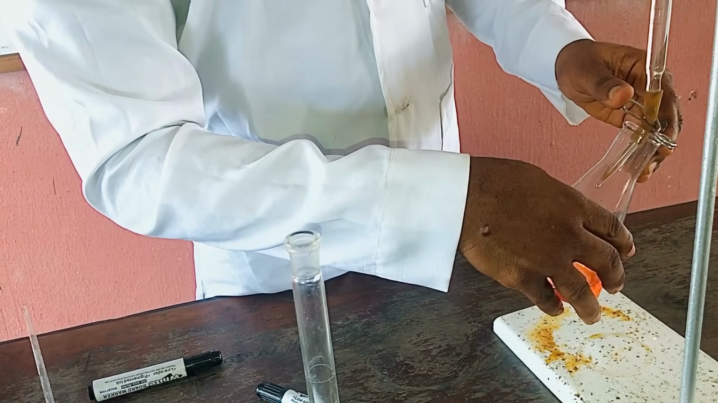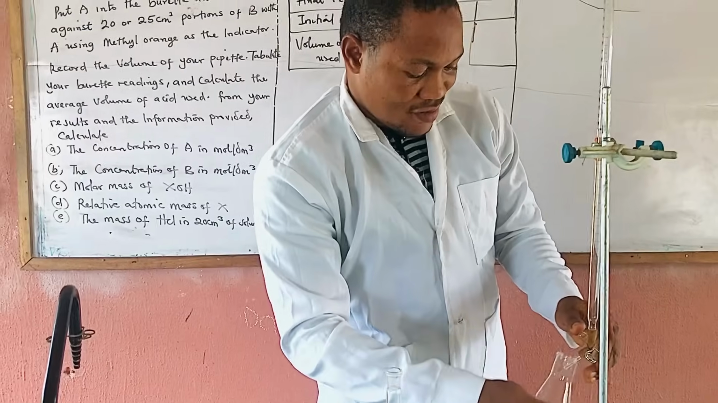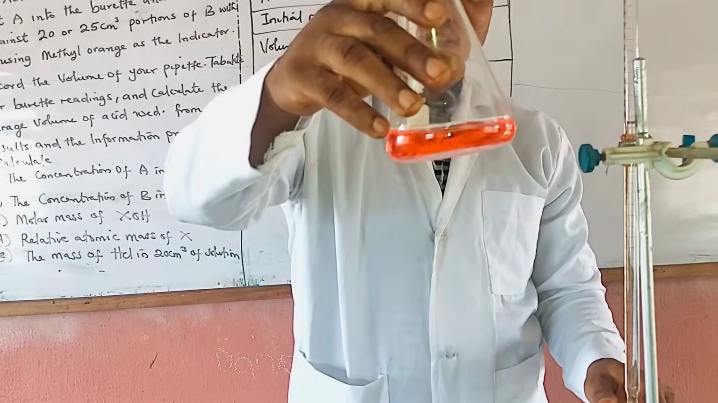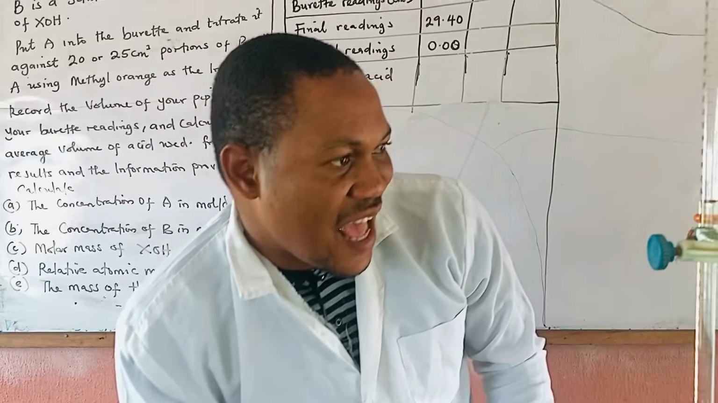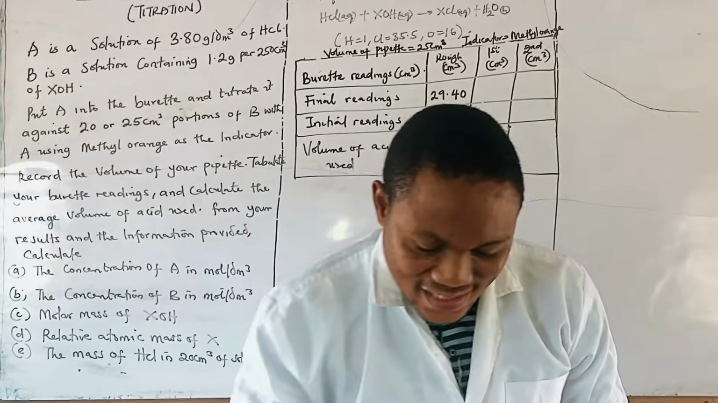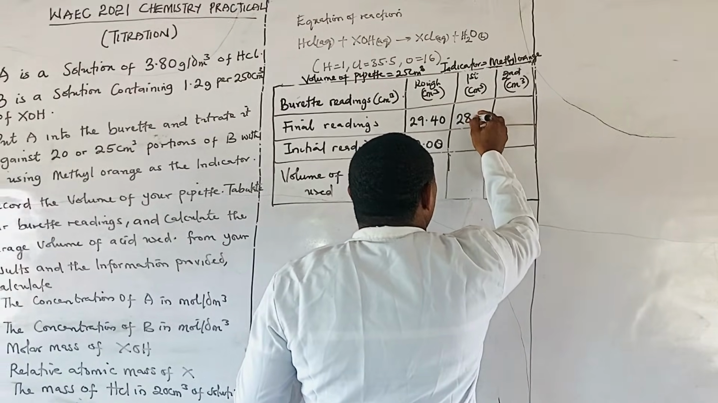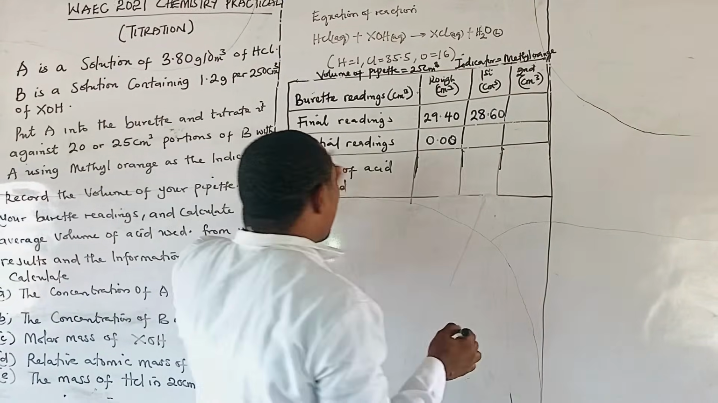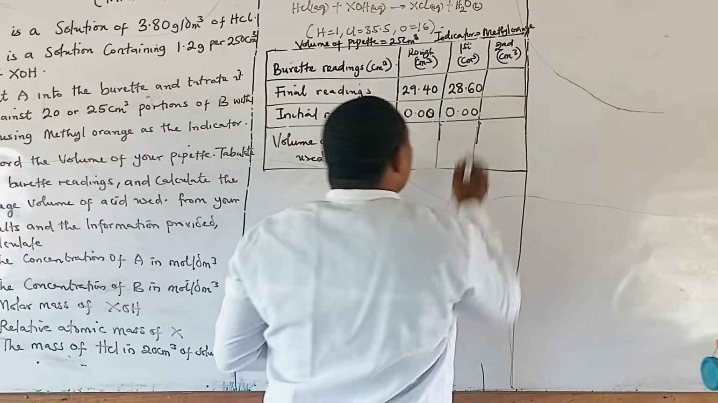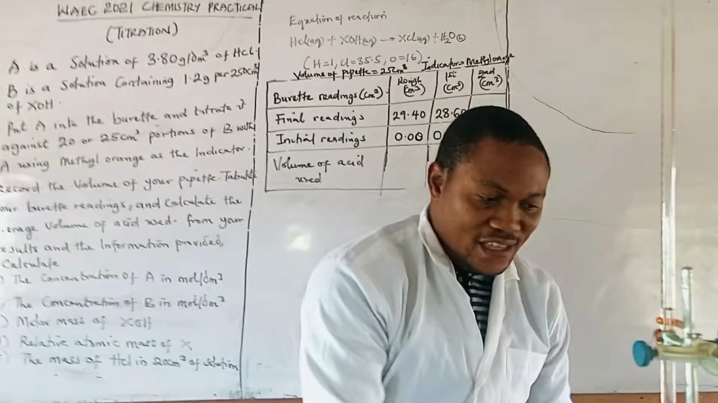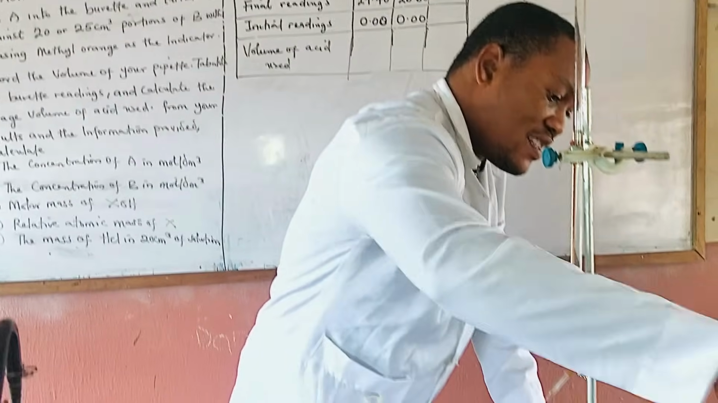Can you see that now? Okay, very good. Can you see? So here now, our first titration, we're having 28.60. Don't forget our initial reading, we refilled, so we're having 0.00. I hope you are following now. So quickly take the last titration.